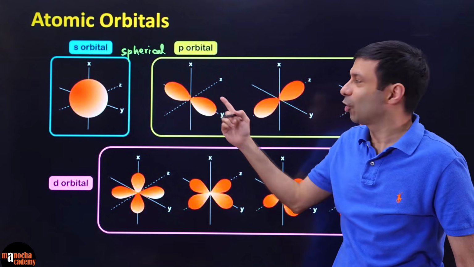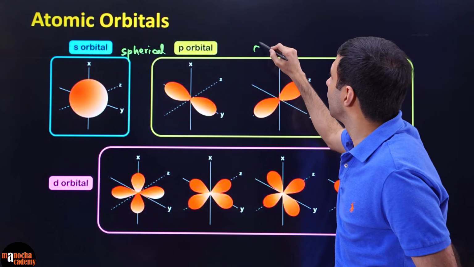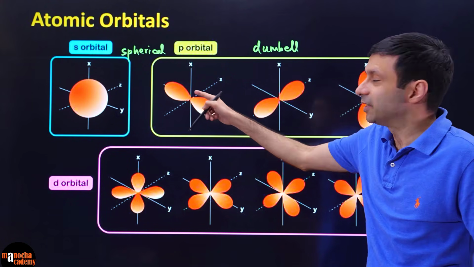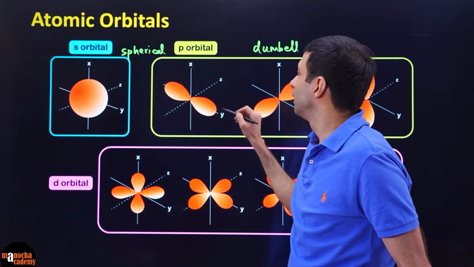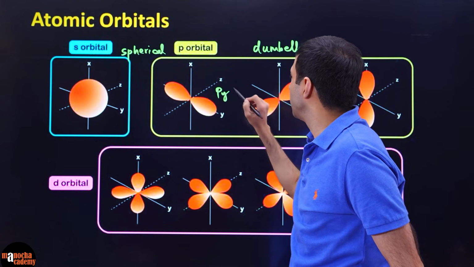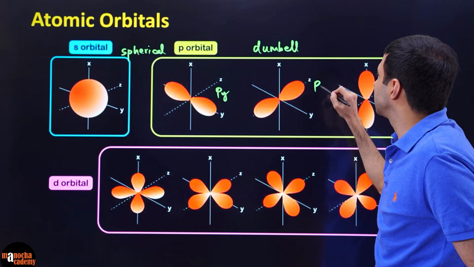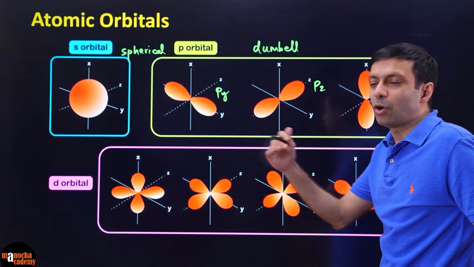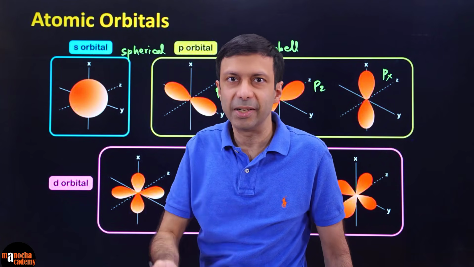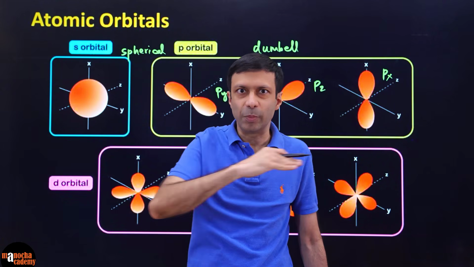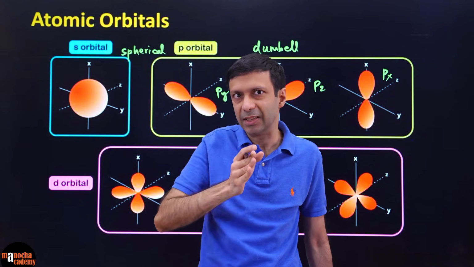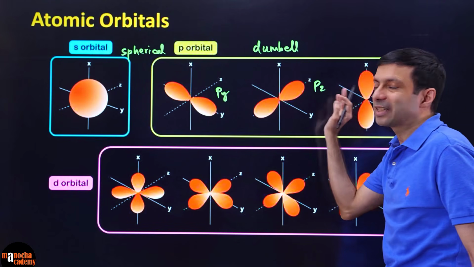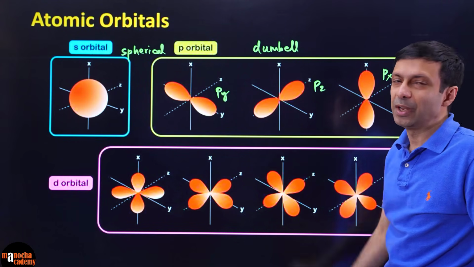Next, you have the p orbital. P orbital is dumbbell shaped. As you can see here, this is the dumbbell shaped orbital, and we say the orbital along the y-axis is called py. The orbital along the z-axis is called pz, and this one along the x-axis, we call px. Now x, y and z might be differently oriented in your books. Some books take this to be the z-axis, this to be the y, and this to be the x, so you can check in your book. So remember, it can have these three orientations, and it is dumbbell shaped.